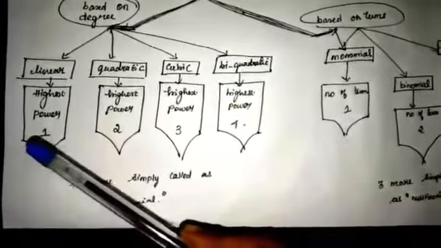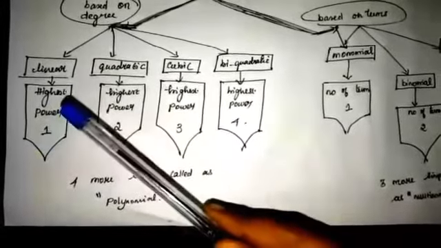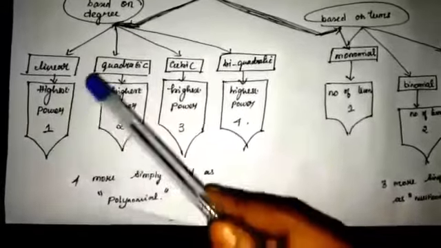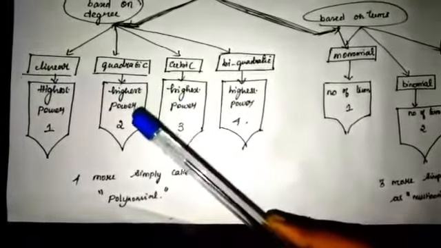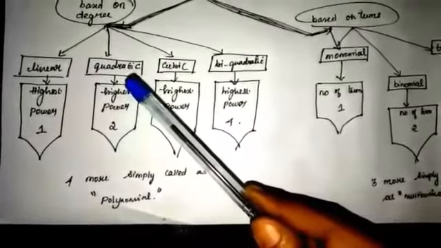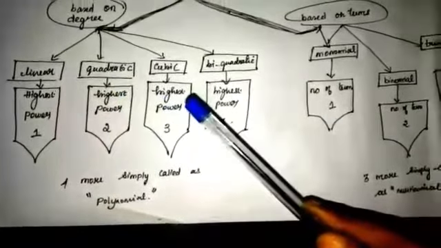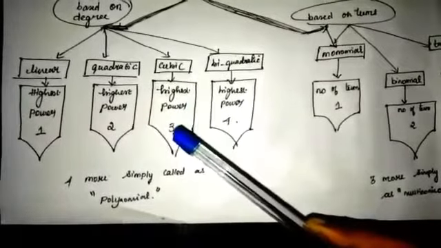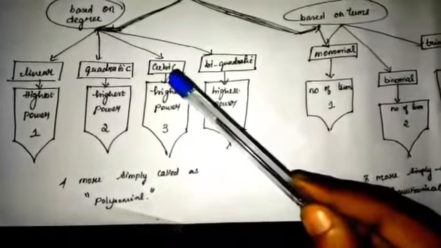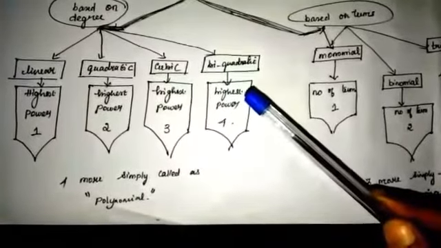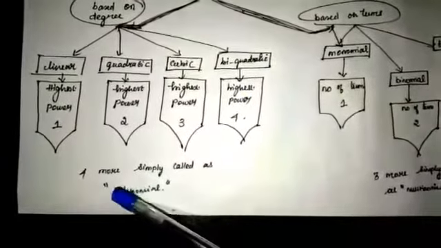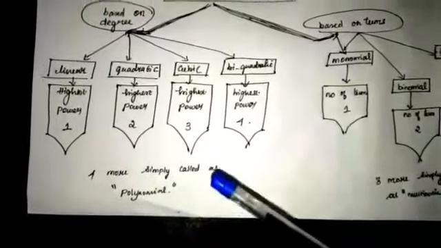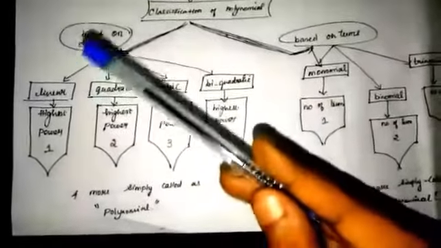If the given equation contains the highest power 1, we call it a linear equation. If the highest power is 2, we call it a quadratic equation. If the equation contains the highest power 3, we call it cubic. If it contains the highest power 4, it is called biquadratic. And more than 4, we simply call it a polynomial. So these are the names for the equations based on degree.